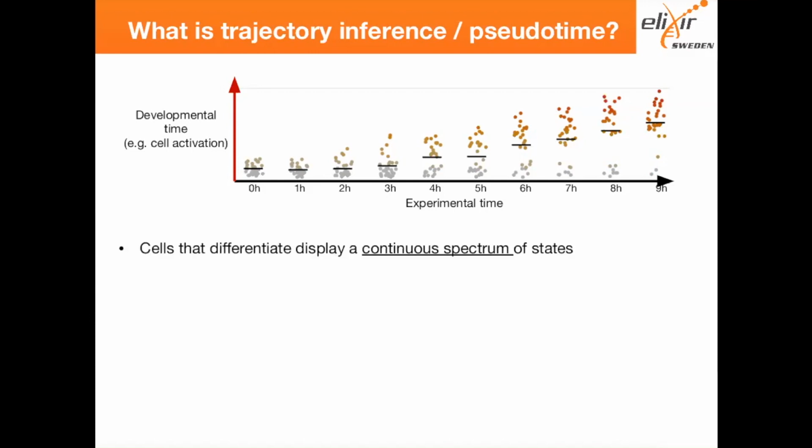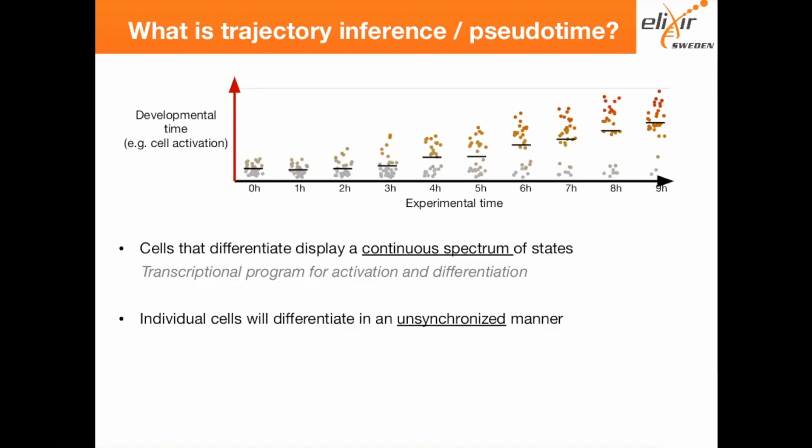But one thing that we can notice is that there is, of course, a continuous spectrum here. So from one cell to go to another, you need to have a continuum of cell paths. And this also reflects, for example, the transcriptional program for activation and differentiation. So they start expressing some genes, and then they transition to another transcriptional state, until they get to the final point. And it's nice to note that some individual cells will differentiate at different rates, as illustrated here as well. And each cell can be considered as a snapshot of the differentiation process.